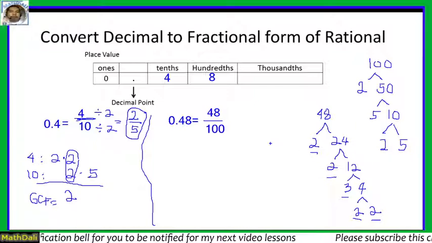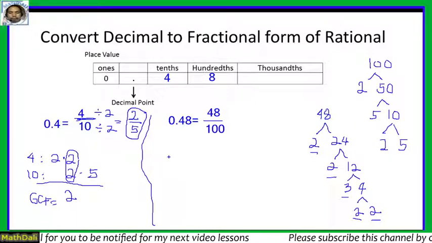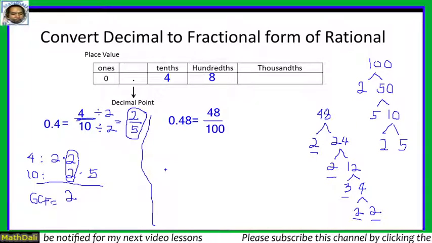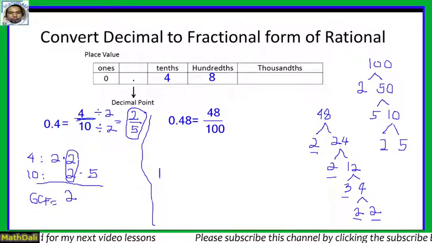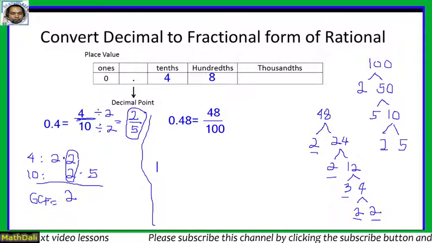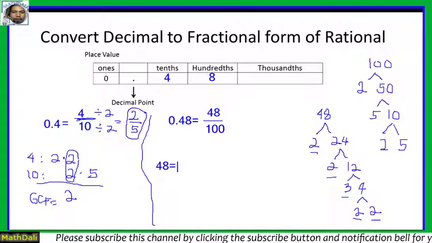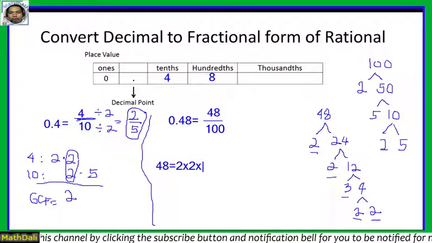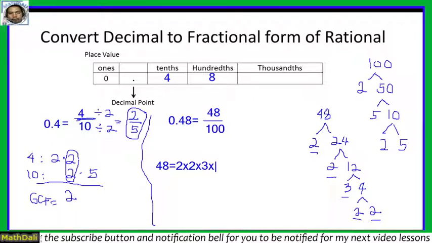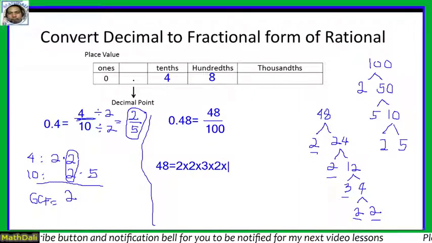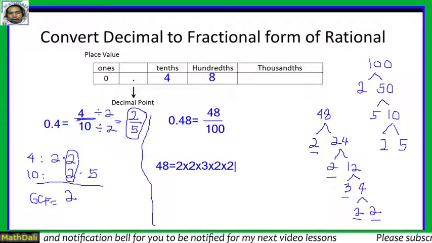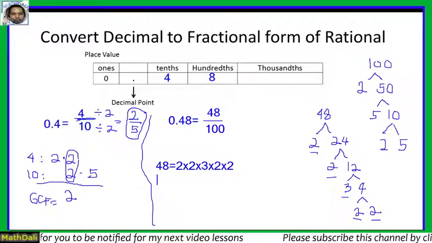Okay, so, yan. Pwede natin ilagay dito yung mga factors natin. Prime factors natin dito ng 48 is actually equal to 2 multiplied by 2 multiplied by 3 multiplied by 2 multiplied by 2. Ayan. Okay, then we also have 100.